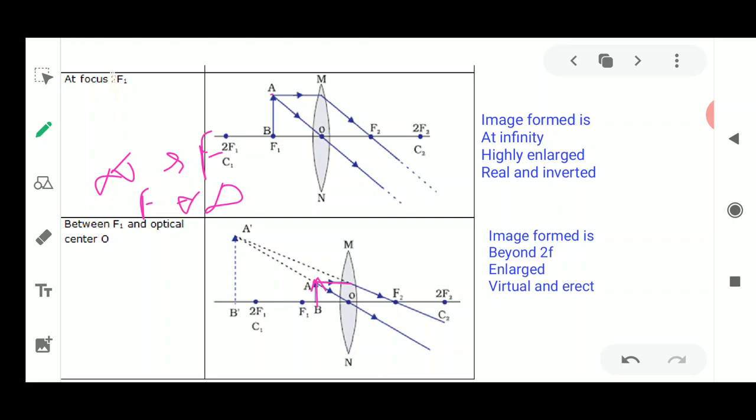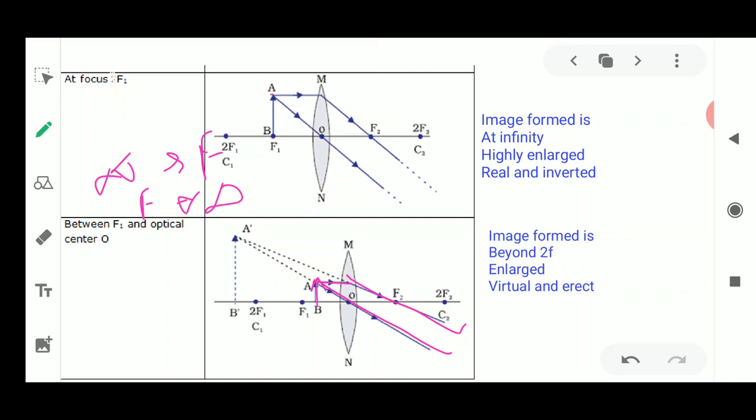Then the same formula and the same rules will be applied. A ray of light parallel to the principal axis is going to pass after refraction through the focus. Next, whenever a ray of light passes through the optical center, it is going to pass undeviated. It is not going to refract anywhere.